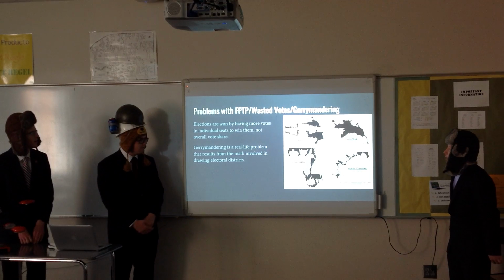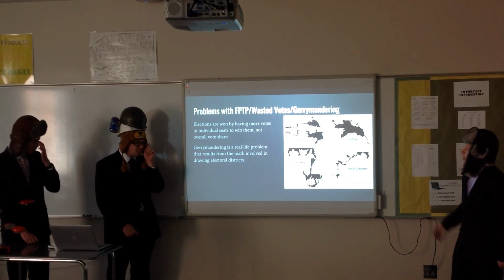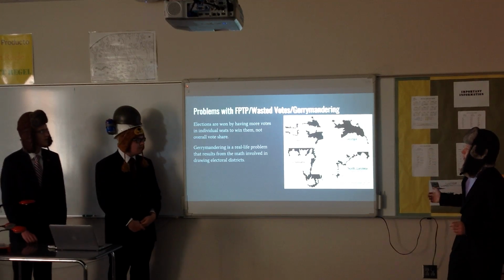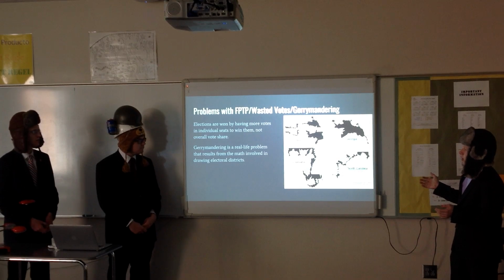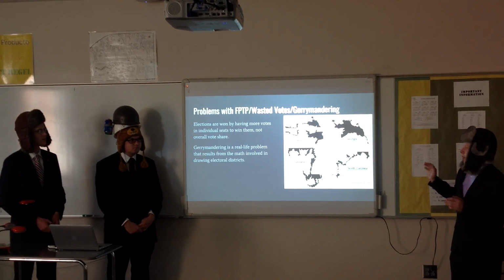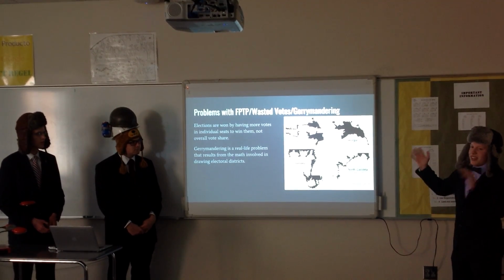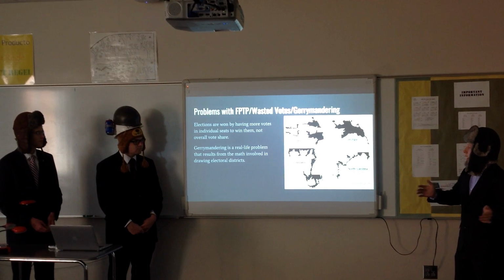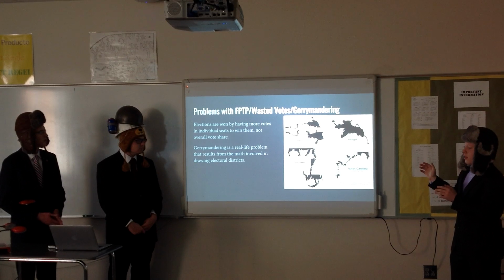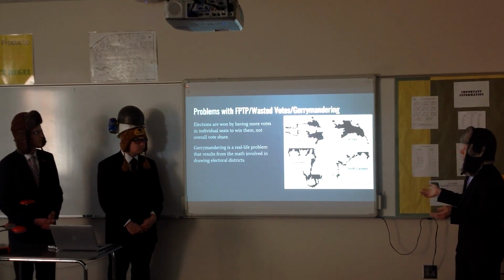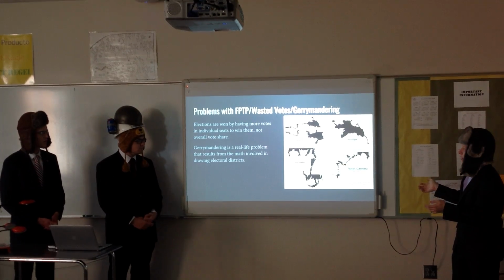Okay, so first we're going to talk about problems with first past the post, like wasted votes, and then gerrymandering. With first past the post, elections for House and so on aren't won by whoever gets the most votes. It's whoever gets the most seats in the legislature. And gerrymandering is where, because the legislature draws the districts that they vote in, they try to draw districts that group people together so that they can win more seats.